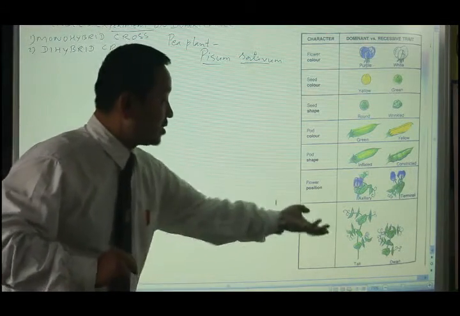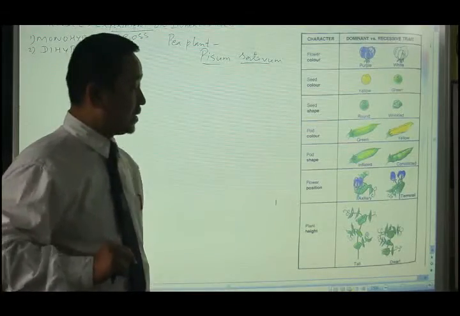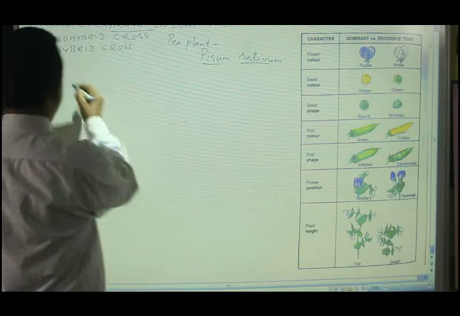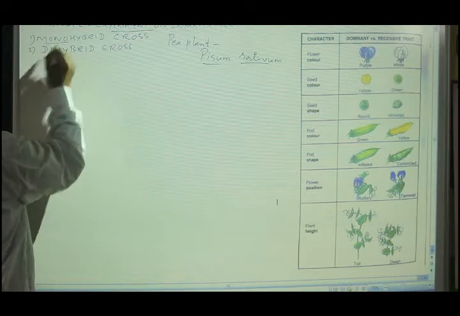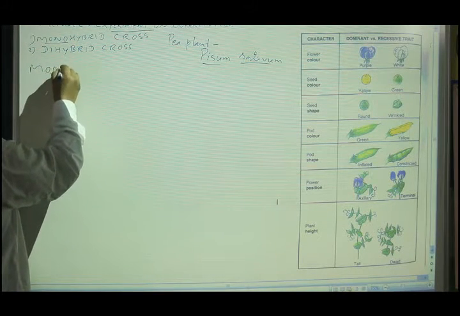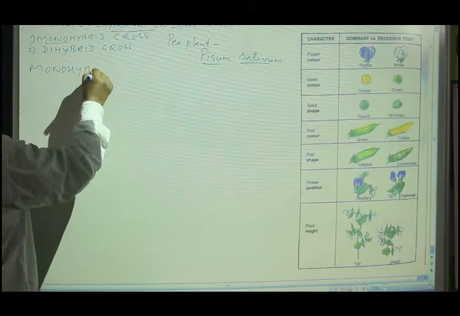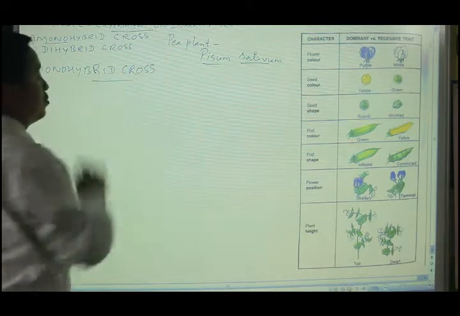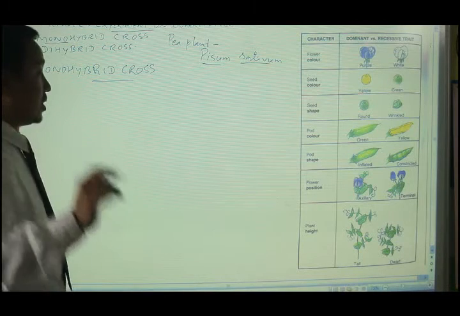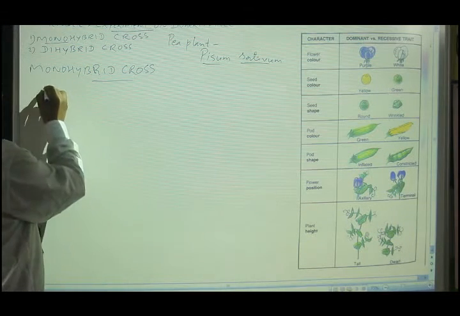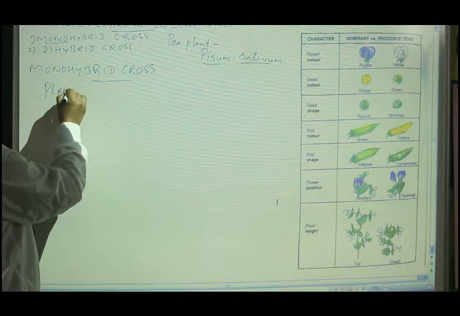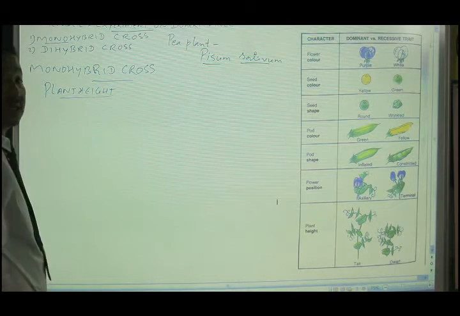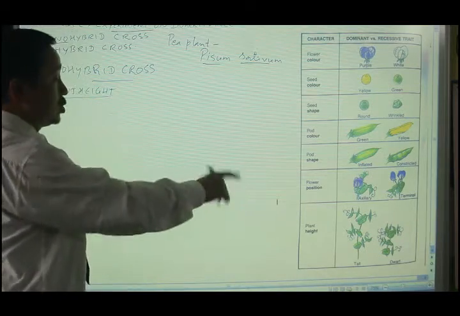For which, let us consider one of the characters. Let us consider this last one, that is plant height, for his monohybrid cross. Today we will talk about monohybrid cross. For monohybrid cross, let us consider the plant height today. Plant height. Alright? So two plants.